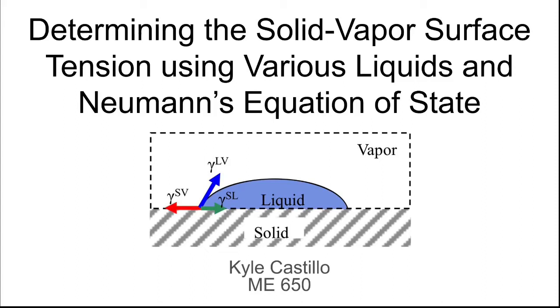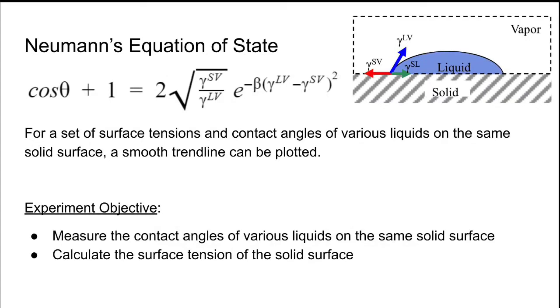Hi, I'm Kyle Castillo, and for my experiment, I'll be trying to determine the solid vapor surface tension using various liquids on a solid surface and Neumann's equation of state. So up here we have the Neumann's equation of state. For a given solid surface, it shows that the relationship between the liquid surface tension and the contact angle can be plotted to form a smooth exponential curve.